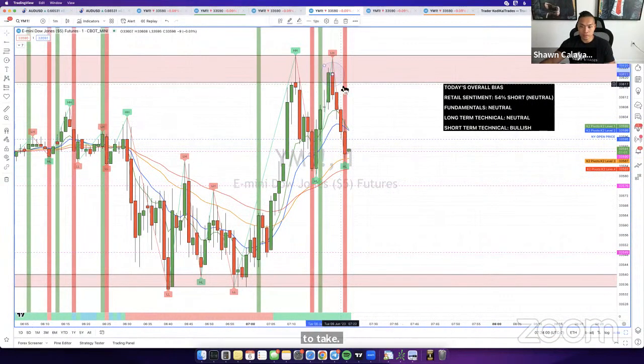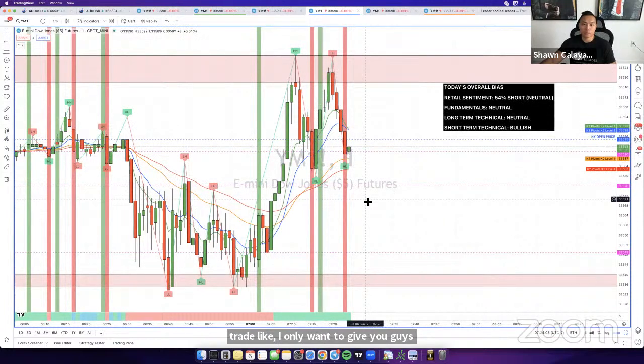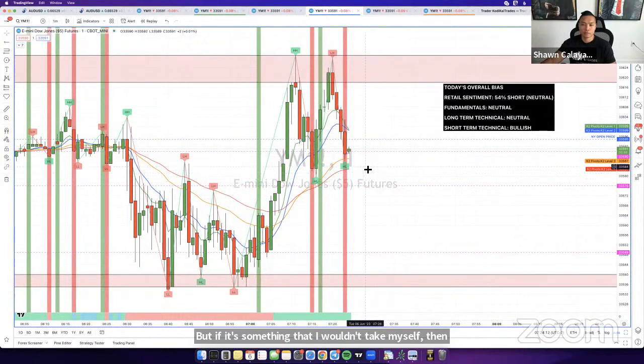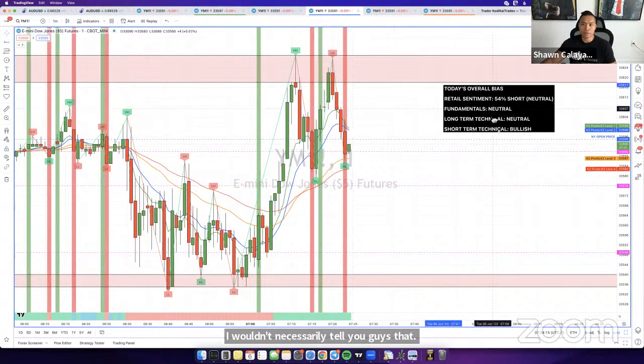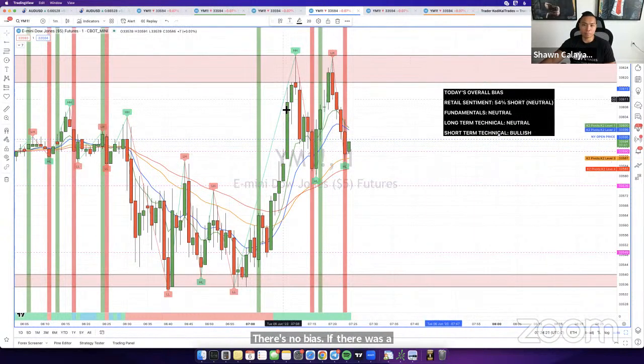I'm just a conservative trader. You guys know how I trade. I only want to give you guys the highest quality trade. So if I see entries, I'll mark them up and show you where they're at. But if it's something that I wouldn't take myself, then I wouldn't necessarily tell you guys that, okay, it's a good entry. But it's just hard right now because there's no bias. If there was a bearish bias, then yeah, I would take sell V1s. Or if there was a bullish bias, I would take buy V1s.